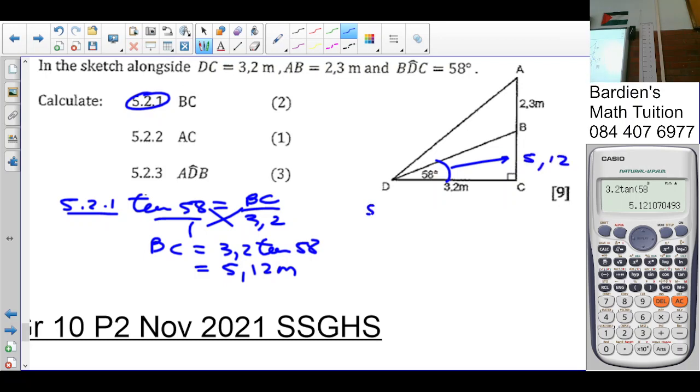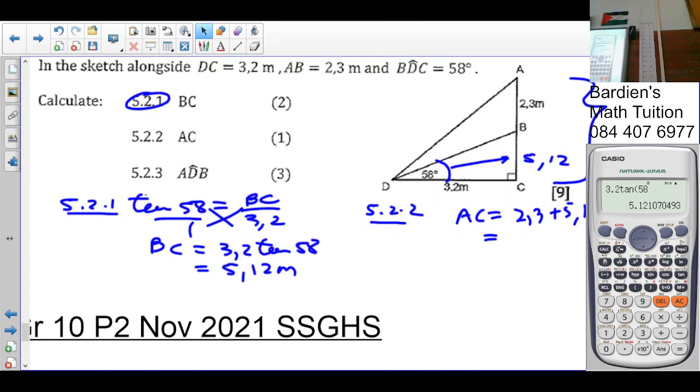Alright, then in 5.2.2, the question is for AC. So AC is this whole length in here. That is simple. AC is equal to 2.3 plus 5.12, which is 7.42. Is that correct?